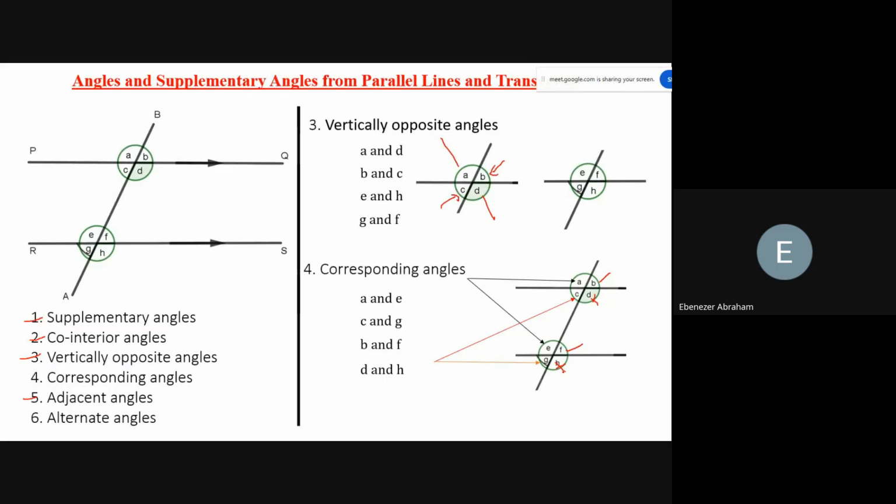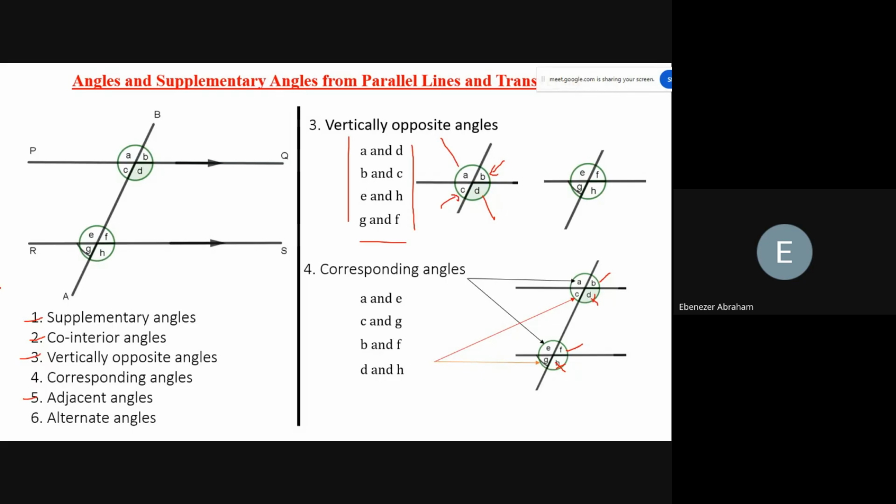Now, the corresponding angles are equal angles. Vertically opposite angles are also equal angles. So again, here too, you need to know the angles that are equal angles in this particular ones. Supplementary, they are not equal angles. Co-interior are not equal angles. Vertically opposite and corresponding angles are equal angles. So E equals A, C equals G, B equals F, D equals H. And then you can do same for the vertical opposite angles too. They are equal angles. So that one too is gone.